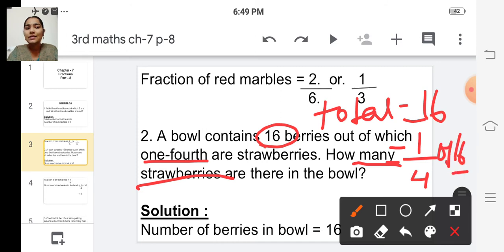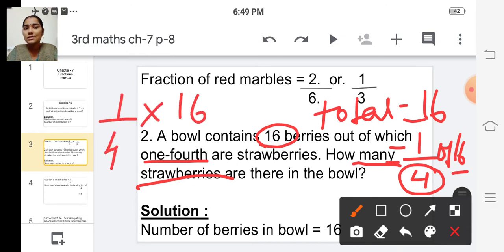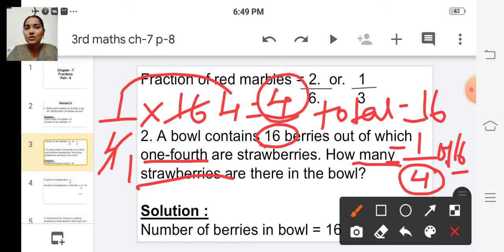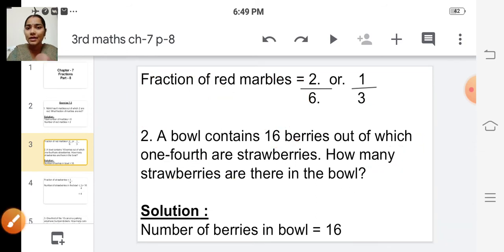So what we have to do? We have to divide the 16 by the denominator of the fraction. So what we have to write? 1/4 into 16. So we have to divide. 4 4s are 16. 4 1s are 4. So the number of strawberries in the bowl is 4. So there are 4 strawberries in the bowl. Have you all understood, children?